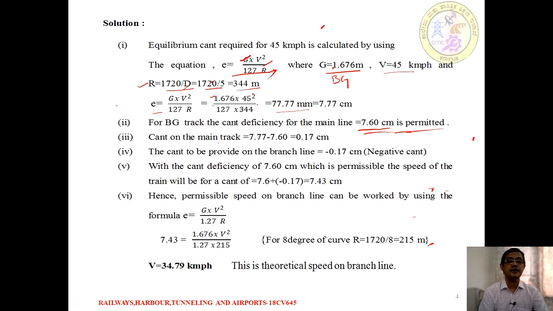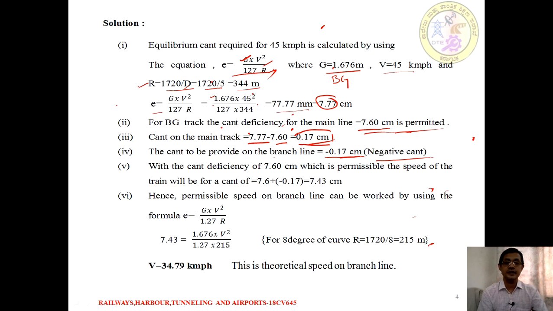Then the cant on the main track is going to be whatever the numerical value is obtained from the equilibrium cant minus the cant deficiency. So if you substitute that numerical value, it is going to be 0.17 centimeters. The cant to be provided on the branch line is going to be 0.17. So when this 0.17 is provided on the main line or branch line, it is going to be a negative value. Hence the numerical value is going to be written in the negative, and that numerical value is called a negative cant.